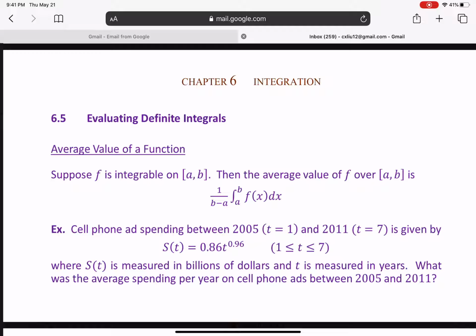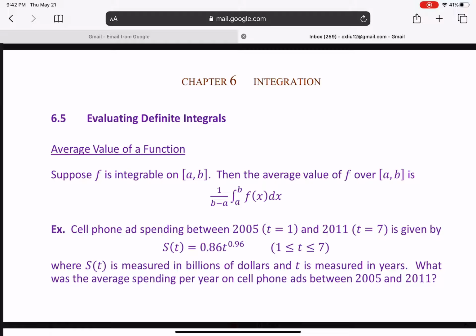Cell phone ad spending between 2005, which is t equal to 1 in this problem, and the year of 2011, t equal to 7, is given by this function s of t equals 0.86 t to the 0.96, where s of t is measured in billions of dollars and t is measured in years. So this is the advertising spending between 2005 and 2011. What was the average spending per year on cell phone ads between 2005 and 2011?